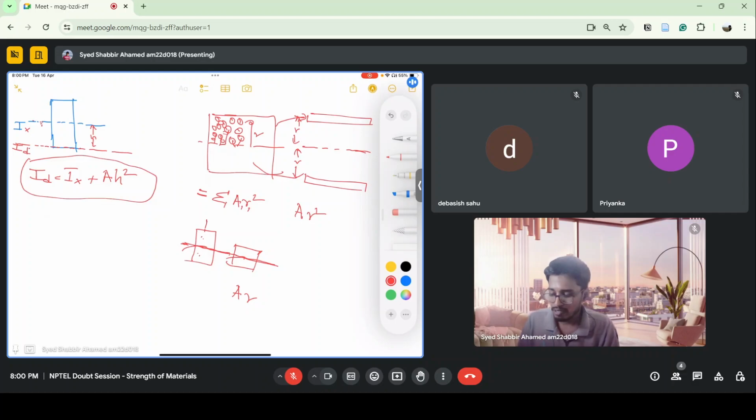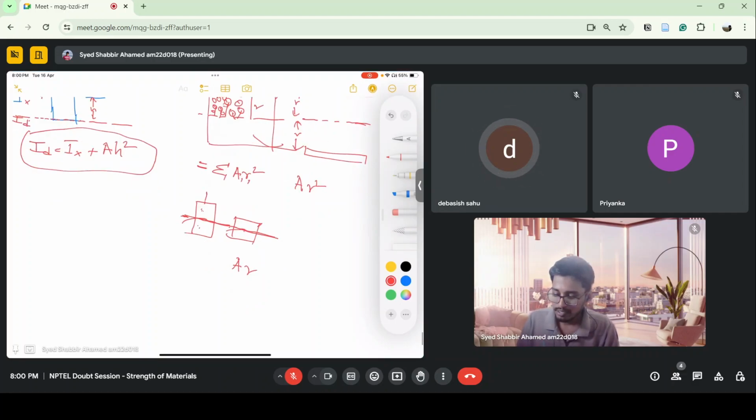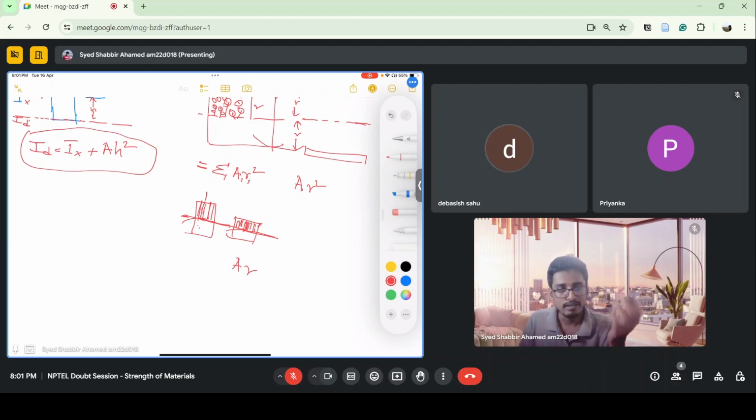Why? Because you can see that more material is at a greater distance from the axis compared to the square cross section. The square cross section is having the material closer to the axis compared to the rectangular cross section.